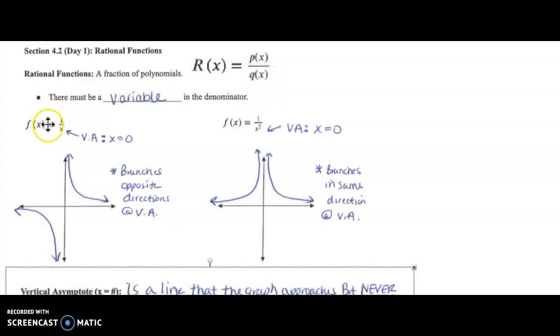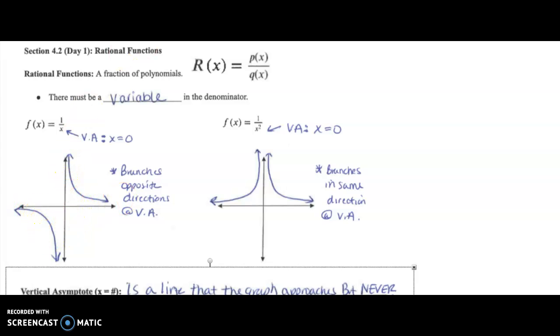Your most basic rational function is 1 over x, kind of like your most basic parabola is y equals x squared. So, 1 over x, and it looks like the graph that we gave you. We call these branches or curves. For 1 over x, the branches go in opposite directions.